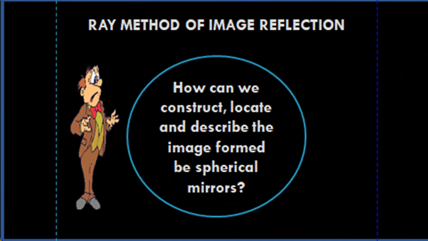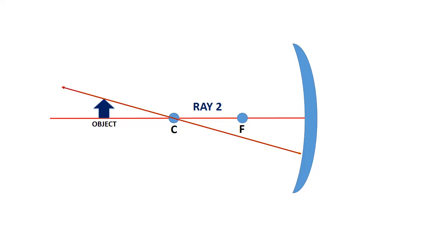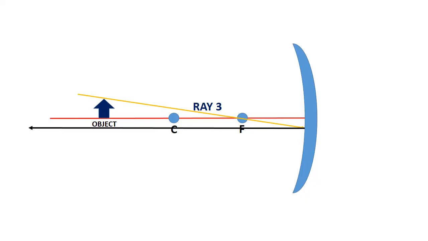How can we construct, locate, and describe the image formed by spherical mirrors? To construct the image formed by spherical mirrors by the ray method, draw at least two of the following rays from point A on the object. Ray 1 is an incident ray parallel to the principal axis and is reflected through the principal focus. Ray 2 is a ray traveling along a secondary axis and passes to the center of curvature, which is reflected back along itself. Ray 3 is a ray that passes to the focus and is reflected parallel to the principal axis.